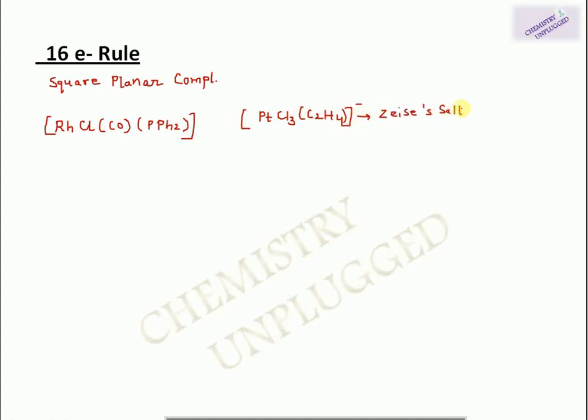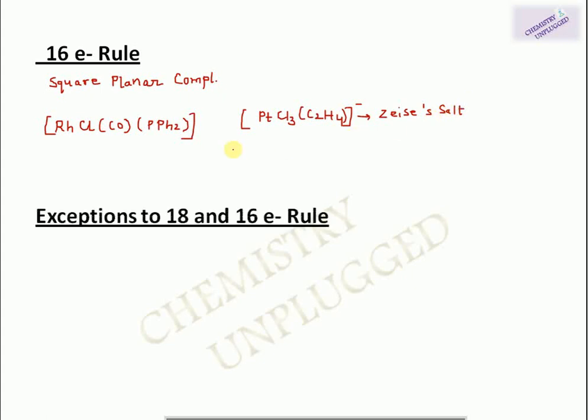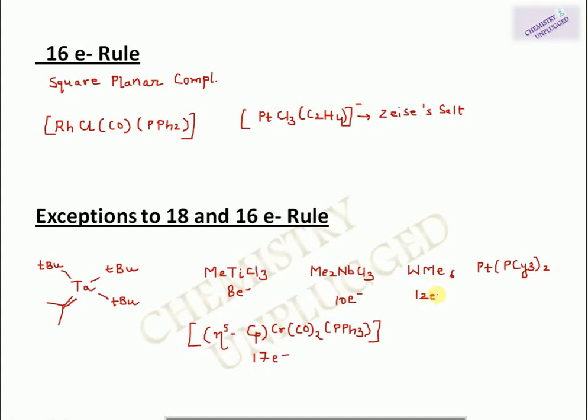Then we will take some exceptions to the 18 and 16 electron rule. These complexes have fewer than 18 and 16 electrons, but still they are stable. They are stable because of the presence of some ligands which are highly sterically hindered, and you cannot add more ligands or more electrons to such systems, so they are stable with fewer electrons. So the examples of these types of complexes are these. So this is all about the 18 and 16 electron rule.